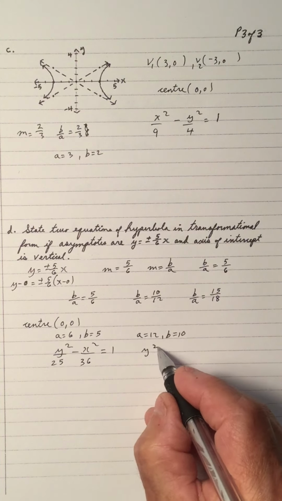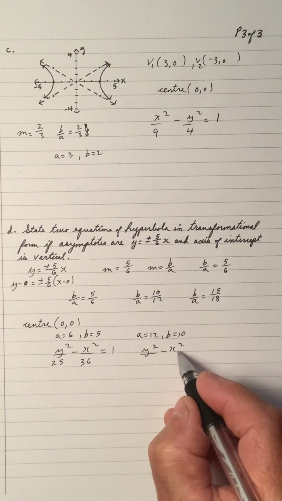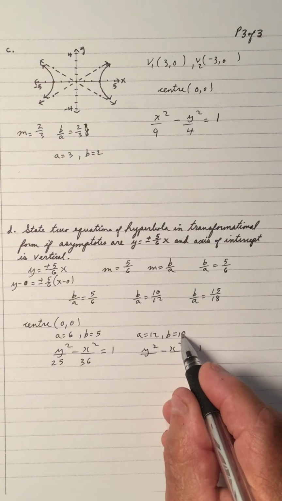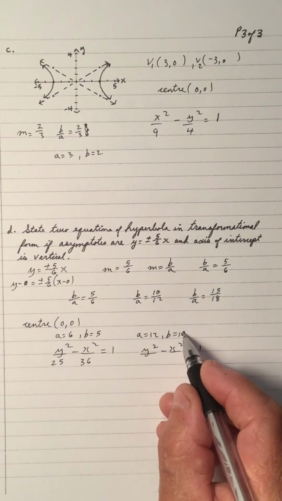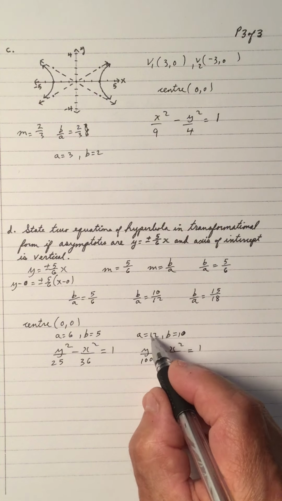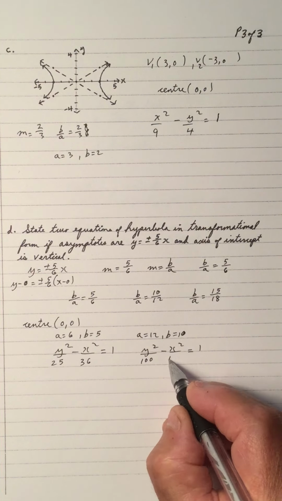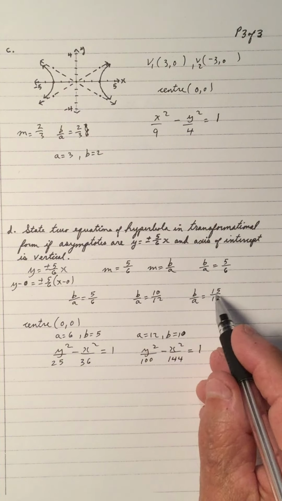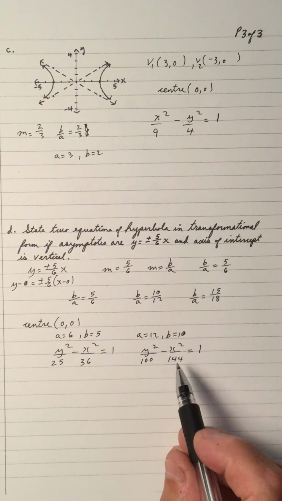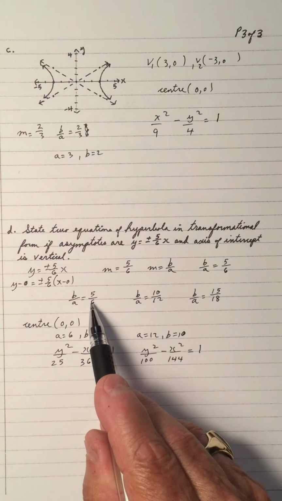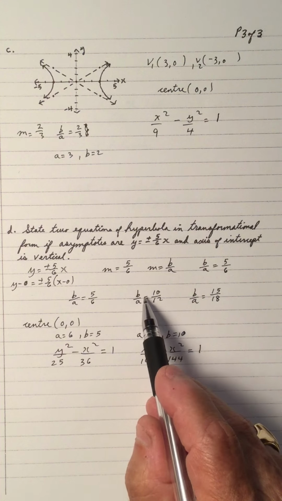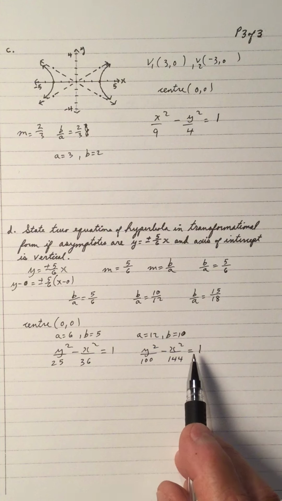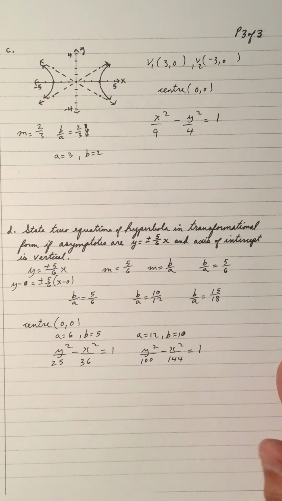So we still have y squared minus x squared equals 1. But the B is with the y, so 10 squared is 100. And A squared, 12 squared is 144. So this is two equations. Or we could have many more equations, but these are two where I just kept the slope as 5 over 6 and I kept the slope as 10 over 12. We could do many more equations, but these are just two of the ones that I worked out.